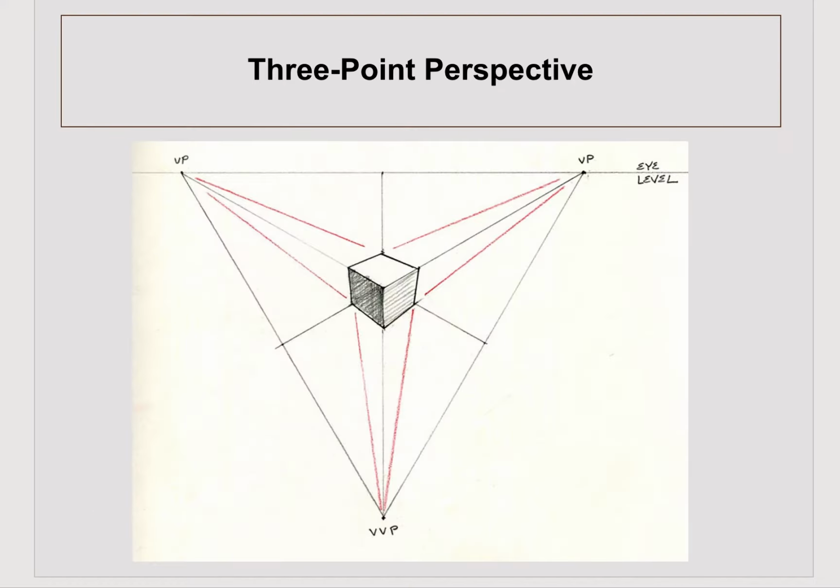And there is 3 point perspective. And this is 3 point perspective. You have 3 vanishing points. 2 will be along the horizon, and 1 will be somewhere else in space, not on the horizon. And it allows you to create this 3 point perspective.